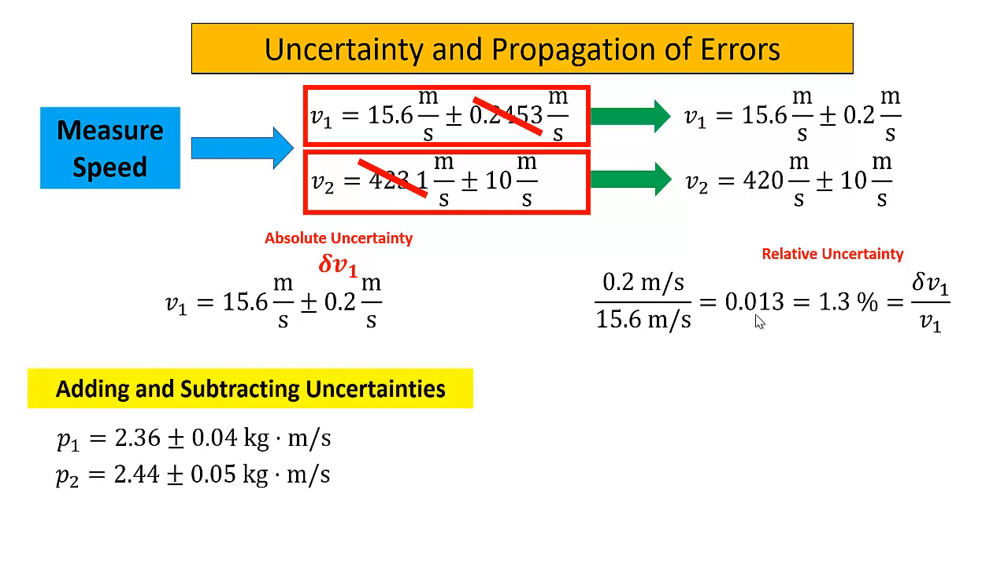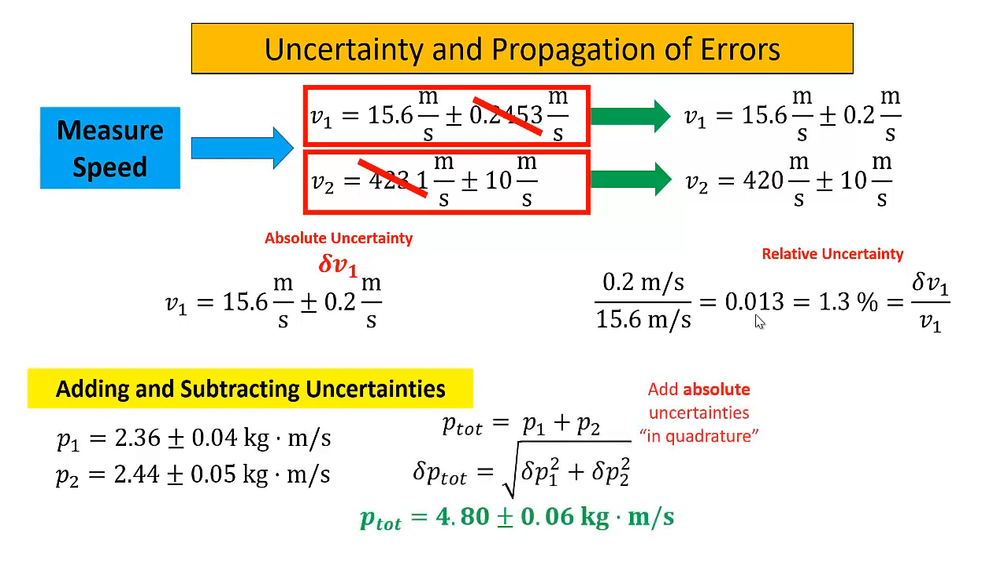Let's say we have 2 measured values, in this case 2 measured momenta, and we want to add or subtract them. If we want to add the values, of course we just add the central values, P1 and P2, to get the total momentum. But if we want to figure out the uncertainty in the total momentum, we add their absolute uncertainties in quadrature, by which we mean we add them as if they were the legs of a triangle. We're usually just using the Pythagorean theorem. So I would take delta P1 squared plus delta P2 squared, and then square root that for the uncertainty of the sum of the 2. So I would get something like this.